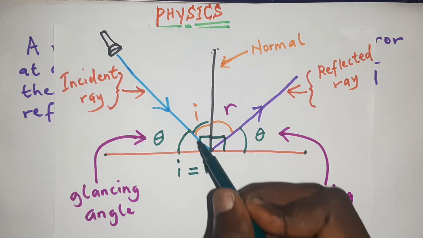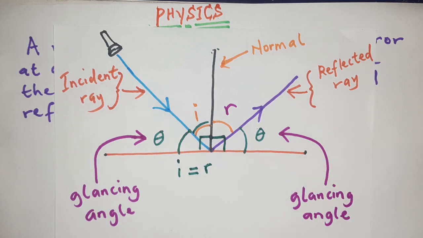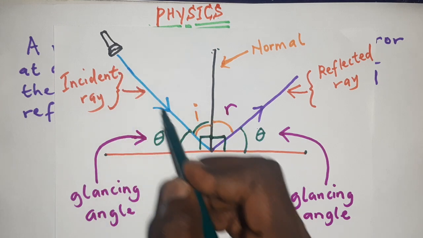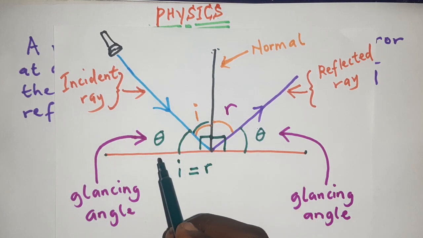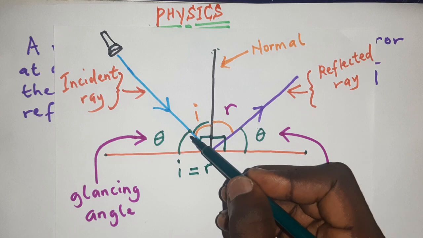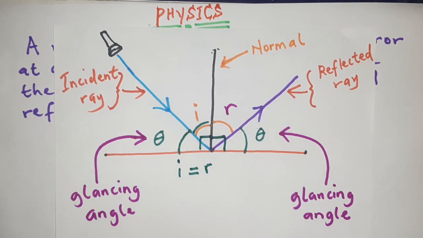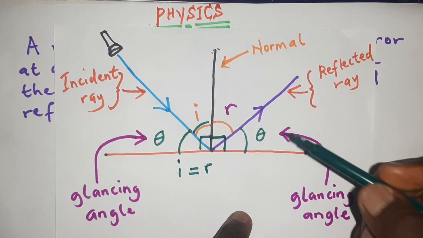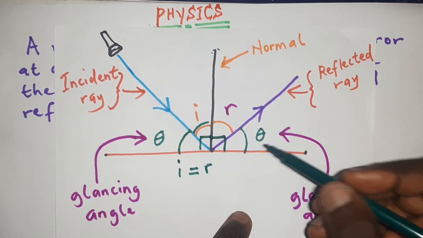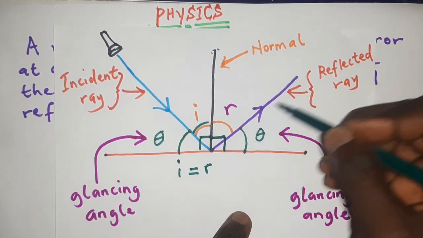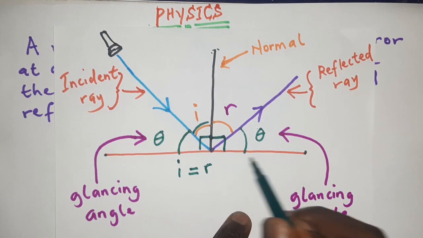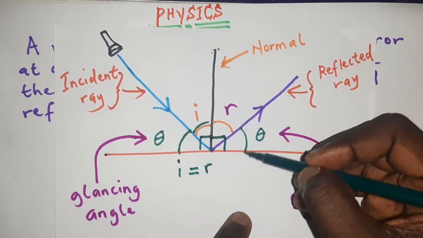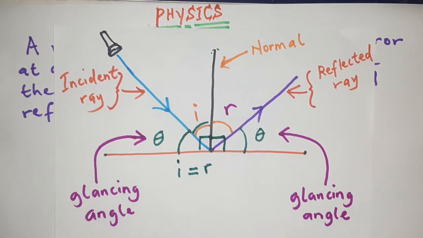And then we have this angle here. This is the angle that the incident ray makes with the plane surface, makes with the mirror. So that angle is called the glancing angle. It's identical to the one on the right hand side. Also, you can see the glancing angle is the angle that the reflected ray makes with the plane surface or the horizontal. That angle is called the glancing angle.